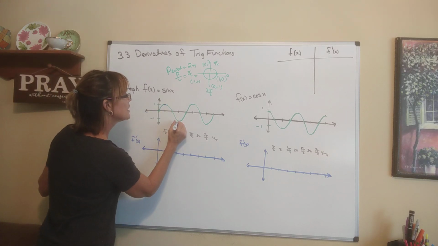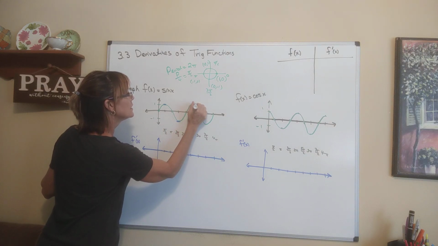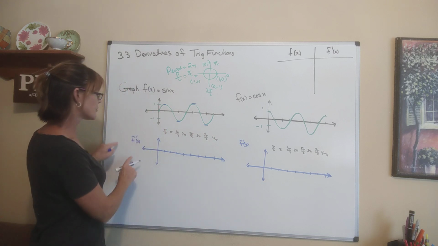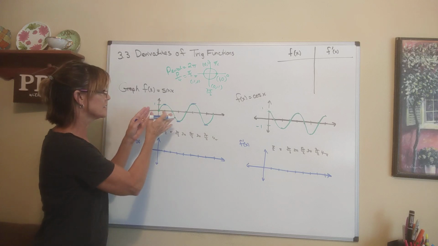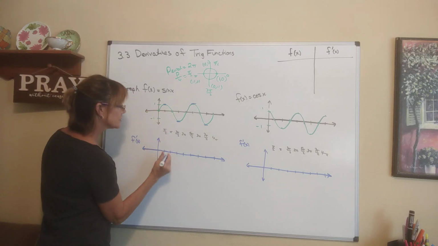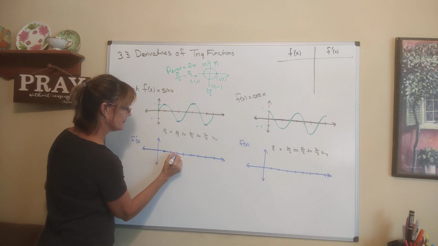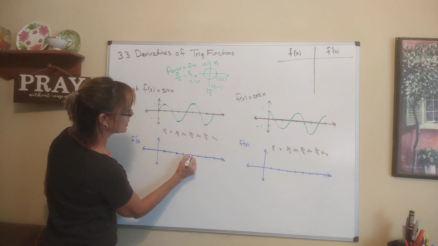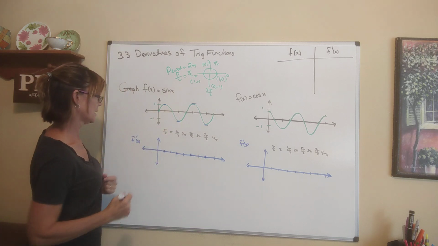And the slope right here at this turning point is 0. And the slope right here is 0, and here is 0. So if we're going to map the derivative, we're graphing the slopes of this curve. So right here at pi over 2, it's 0. And right here at 3 pi over 2, it's 0. And right here at 5 pi over 2, it's 0, and at 7 pi over 2, it's 0. That's what we've discovered by looking at that.